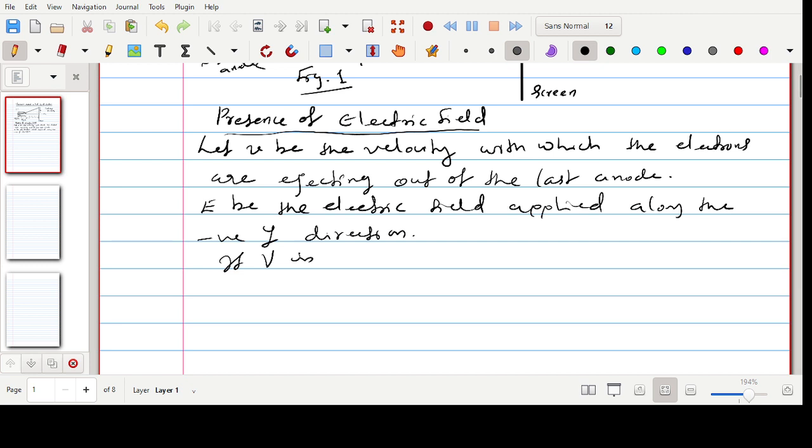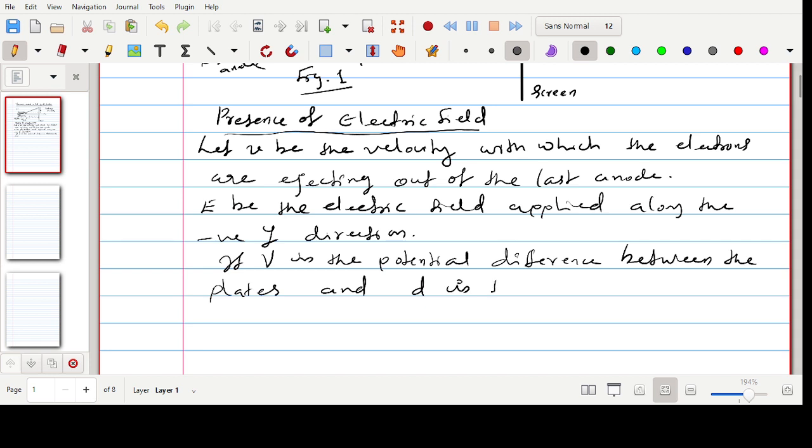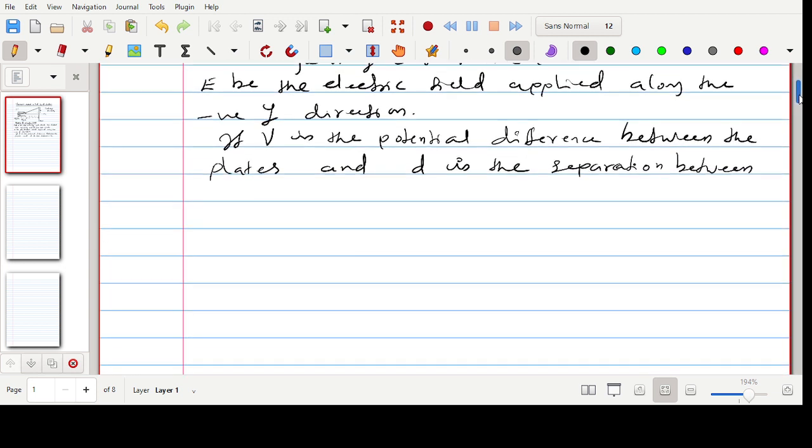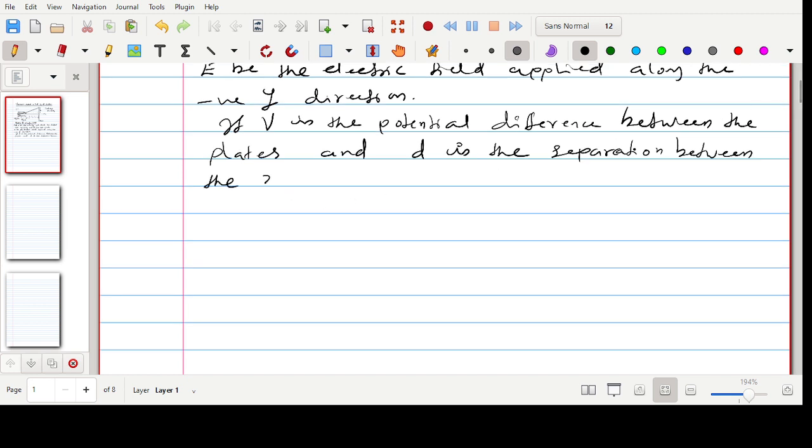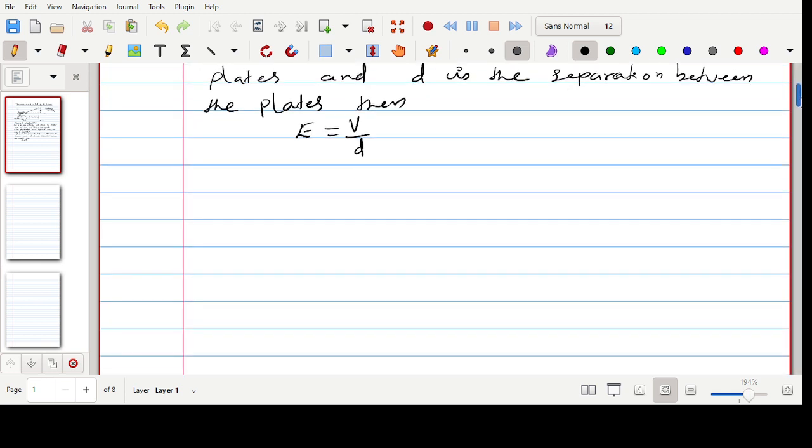If V is the potential difference between the plates and D is the separation between the plates, then electric field E is equal to V by D.